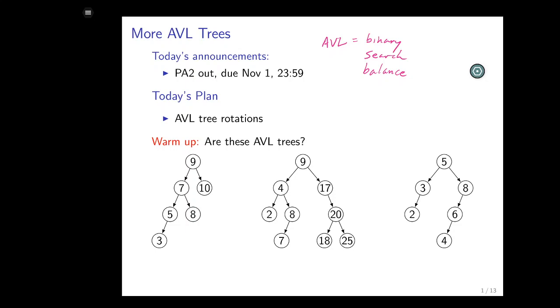So, as a warm-up for today, consider the following three trees. Are these AVL trees or not?